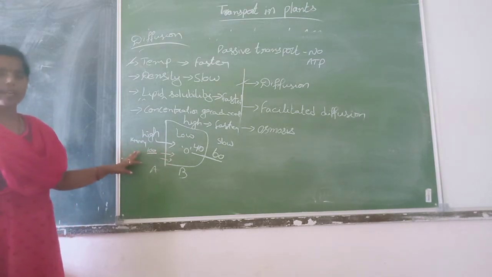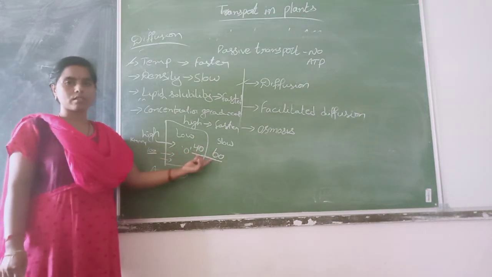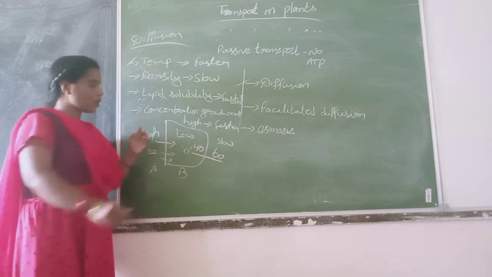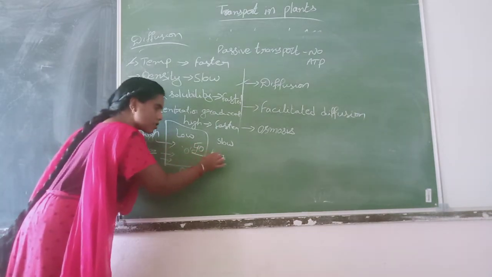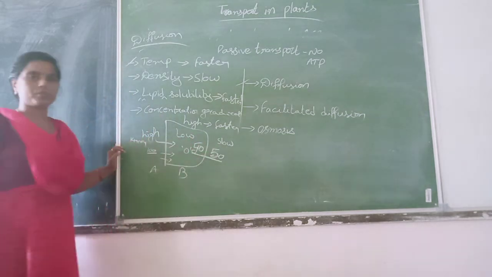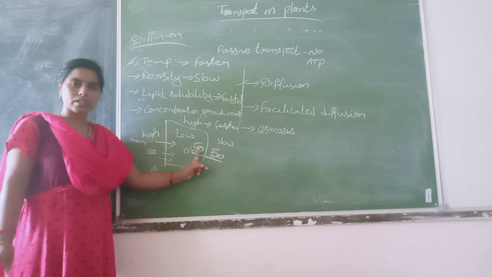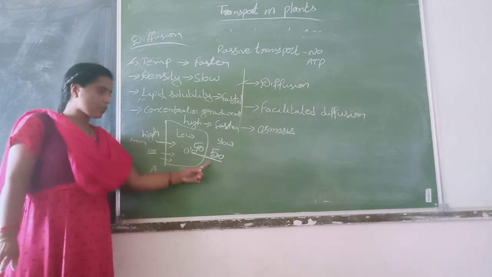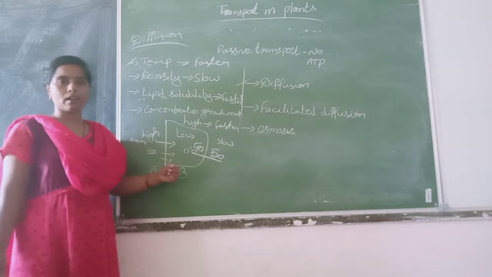Process also high. Concentration difference low means diffusion is also low, slower. Here there are 50 molecules and here also we have the same amount. But in this case there is no concentration difference. They are on the outside and the same amount on the inside. In this case diffusion will not take place.